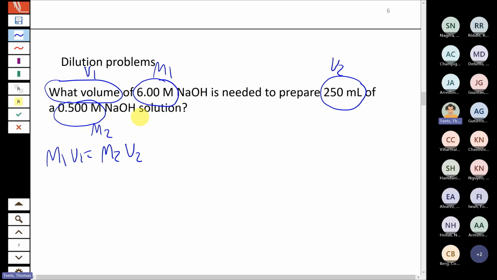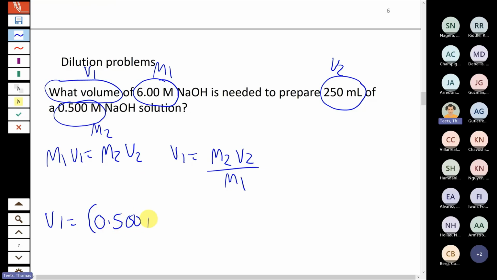All right, so again, in a typical problem like this, you have 3 of the 4 things already. You just need to solve for the 4th one. That's your unknown. So we're solving here for V1 as we've labeled it. So that's just going to be M2V2 divided by M1. Then putting those numbers in, M2 is the dilute concentration of 0.500 molar. V2 is the final volume, 250 milliliters. As we said, it doesn't have to be in liters. We didn't specify what units you should use, but it can be in any unit as long as you're consistent. And then M1 in the denominator is the initial molarity of 6 molar.